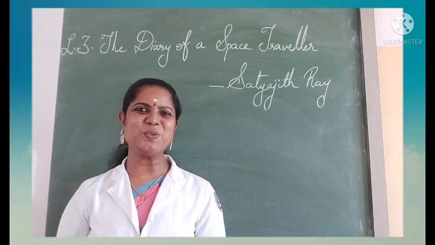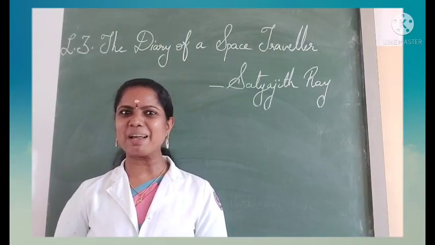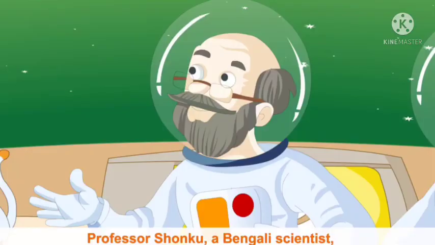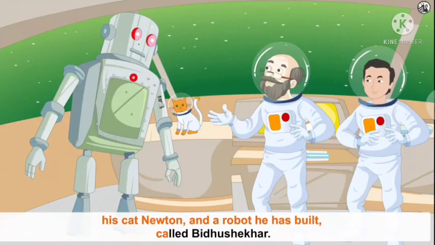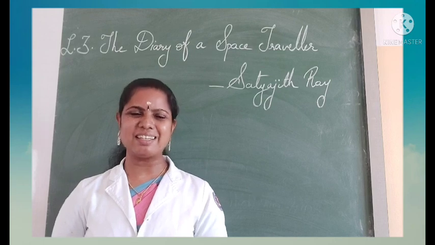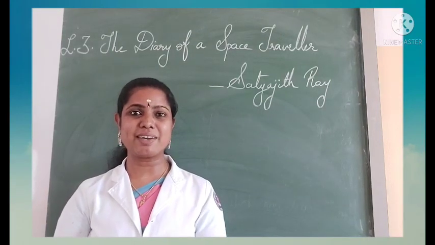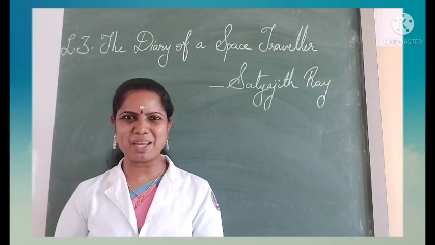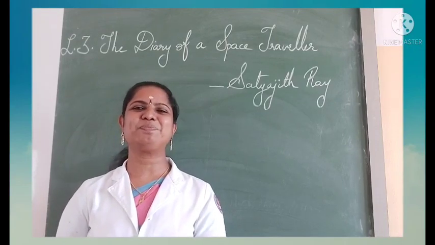So let's continue with the exploration of planet Mars along with our other companions. Who all are our companions, children? Professor Shonku, a Bengali scientist, his cat Newton, his servant Prahlad and his robot Bidu Shekhar. So let's continue with our lesson 3, The Diary of a Space Traveler by Satyajit Ray. The lesson that we are discussing right now is an excerpt from his story, The Diary of a Space Traveler. It is translated by Gopa Majumdar.